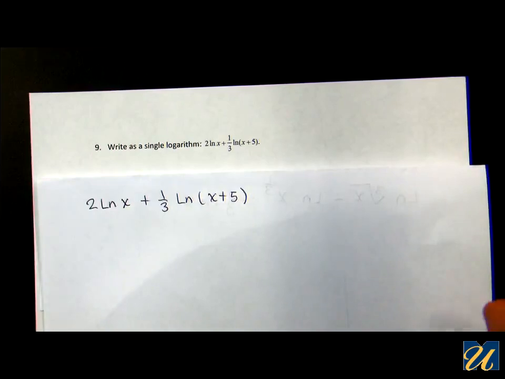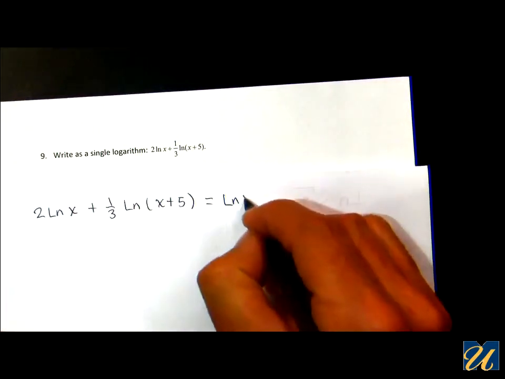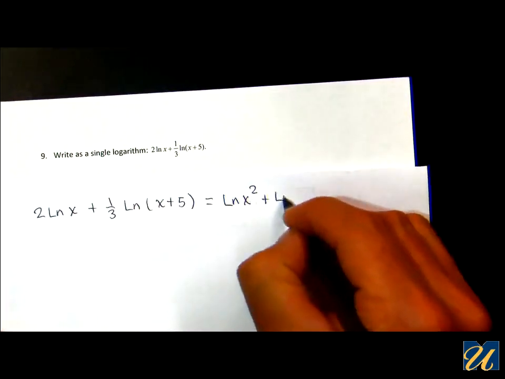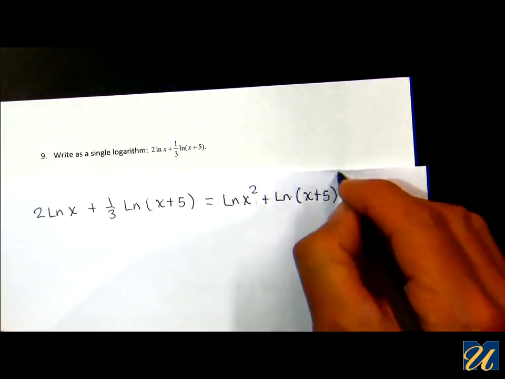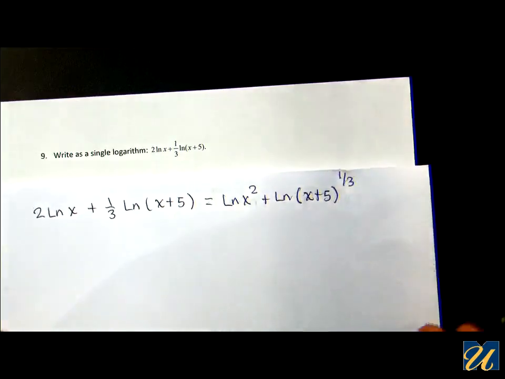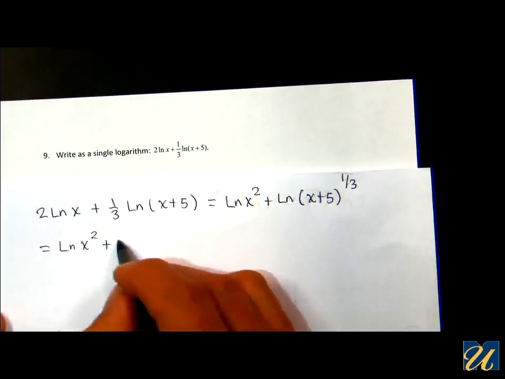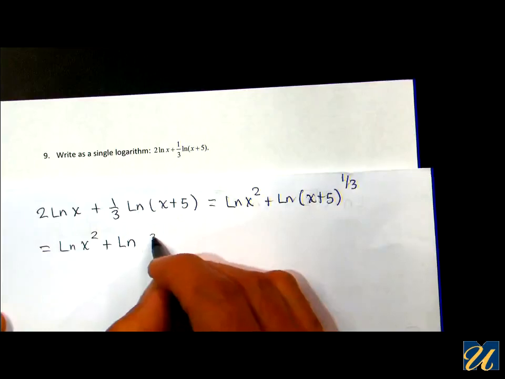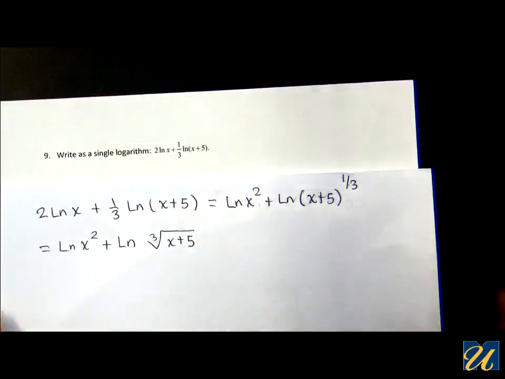First, you have to take care of the multipliers. They become the powers. So this will be the natural log of x squared plus the natural log of all of this, and now the exponent is 1/3. Now, an exponent of 1/3 means cube root. So I can rewrite this as the logarithm of the cube root of x plus 5. So that's just using a rule of exponents to rewrite that expression.